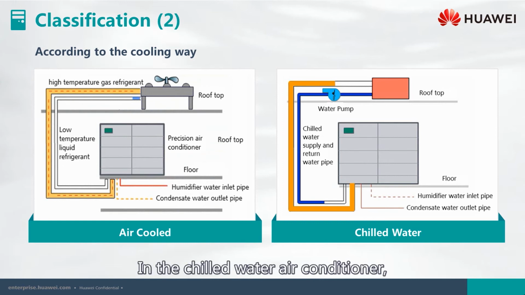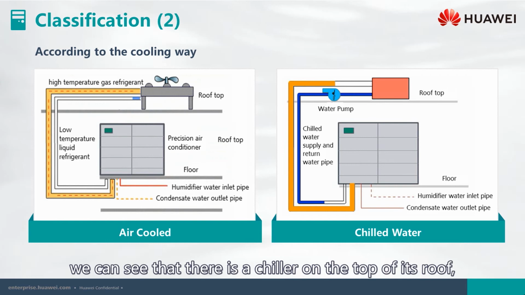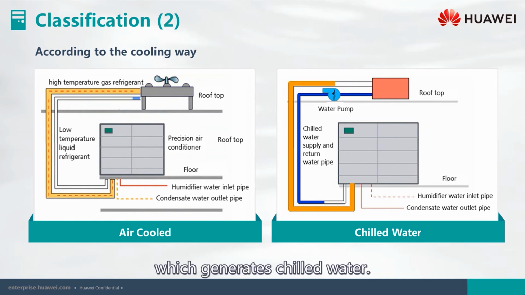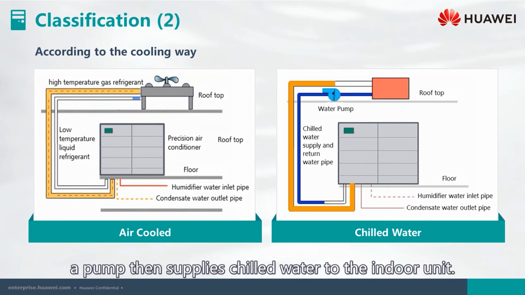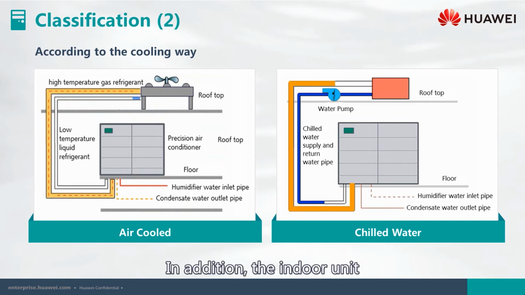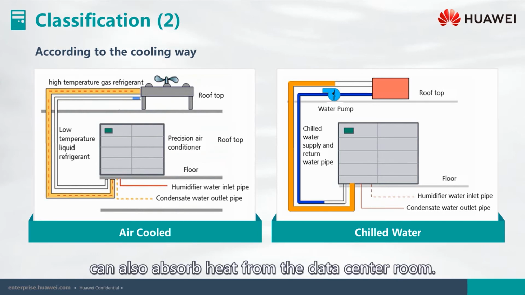In the chilled water air conditioner, we can see that there is a chiller on top of its roof, which generates chilled water. When the chiller generates chilled water, a pump then supplies chilled water to the indoor unit. In addition, the indoor unit can also absorb heat from the data center room.